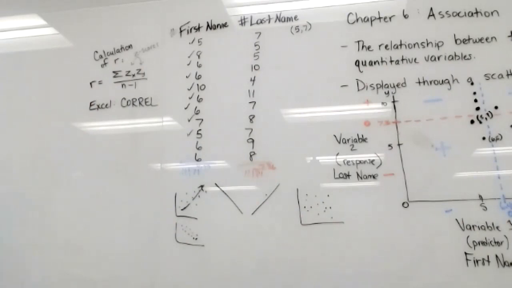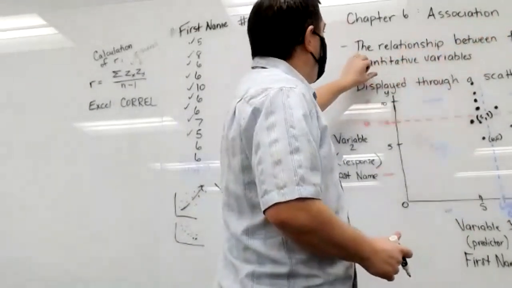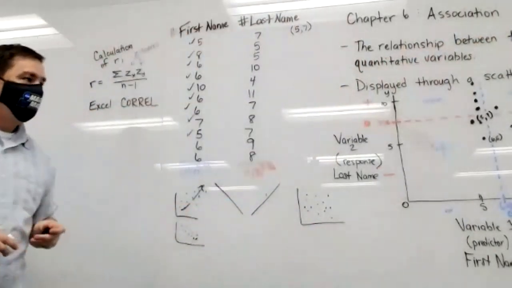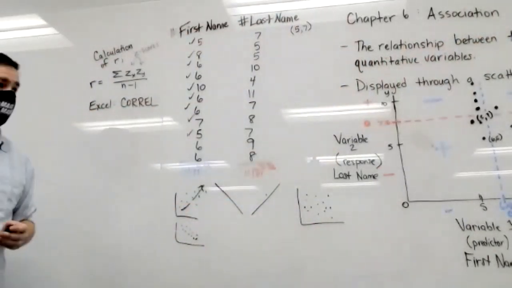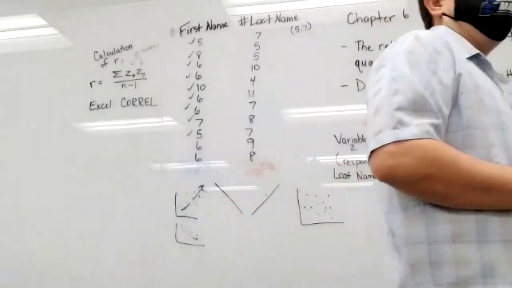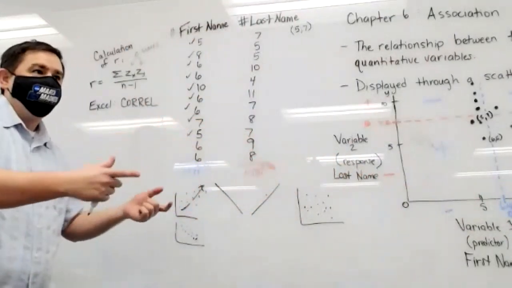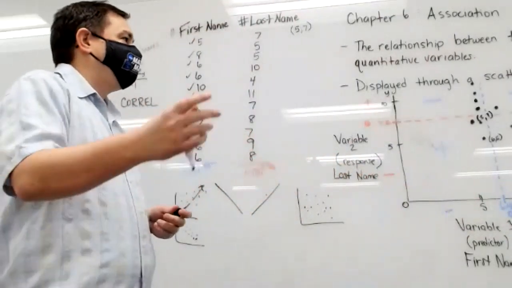We have assumptions. Again, association only works if we look at the relationship between two quantitative variables. So never would I ask you, is there an association between a person's first name and the number of letters in their last name? Because the first name is categorical. Number is quantitative, that's fine.